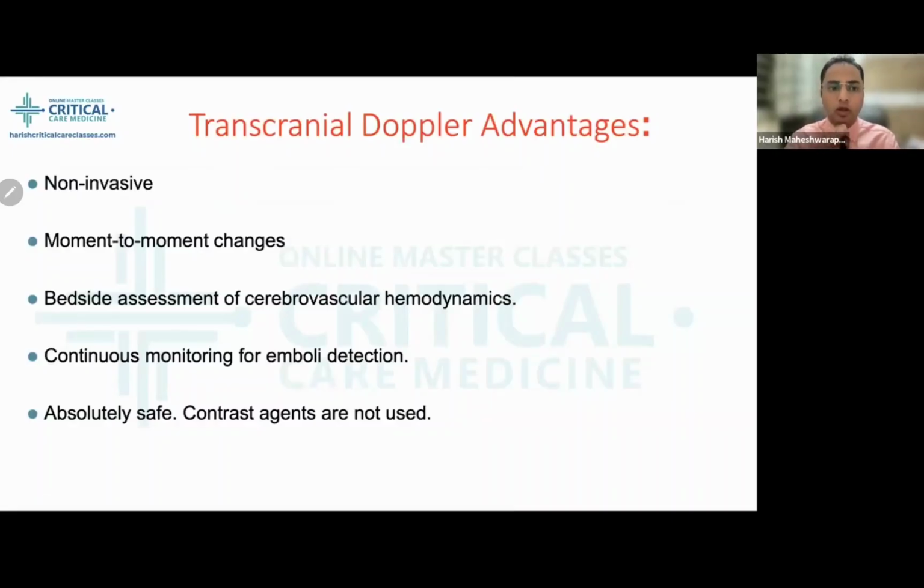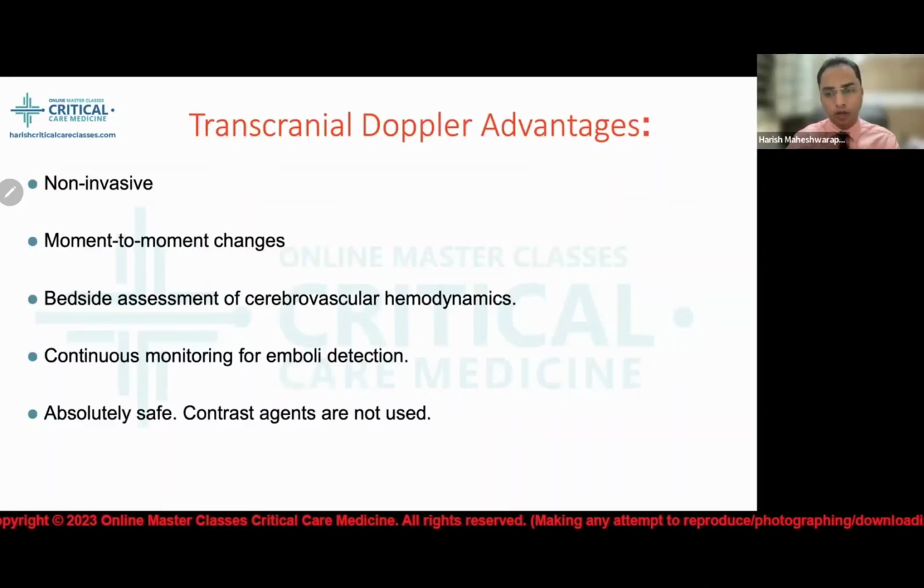So what are the overall advantages of TCD? It is non-invasive, we can get an idea of moment to moment change, bedside assessment of cerebrovascular hemodynamics, continuous monitoring for emboli detection, absolutely safe. Contrast agents are not used. No IV contrast, okay, no radiation exposure and all.